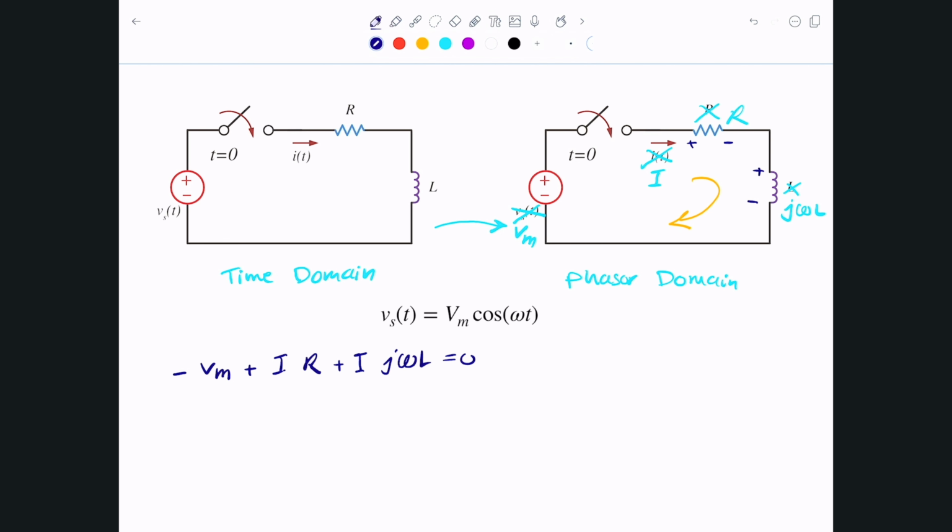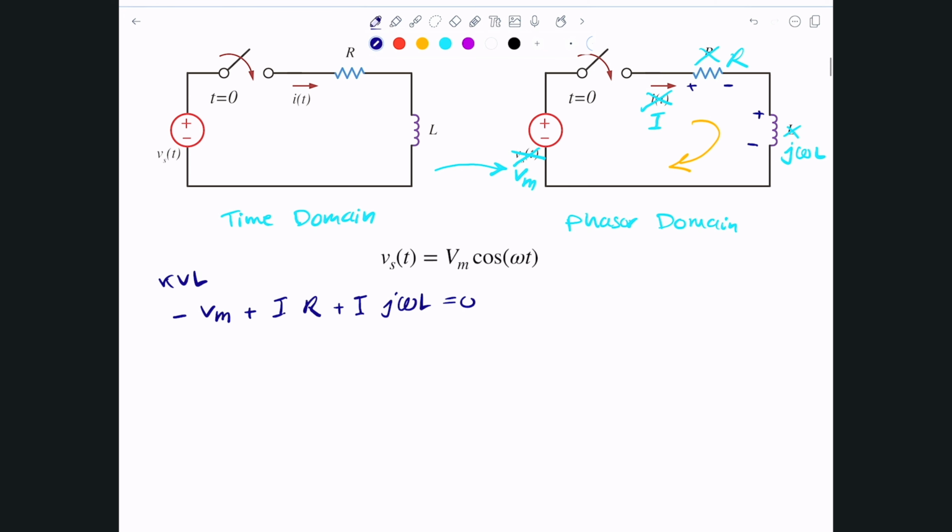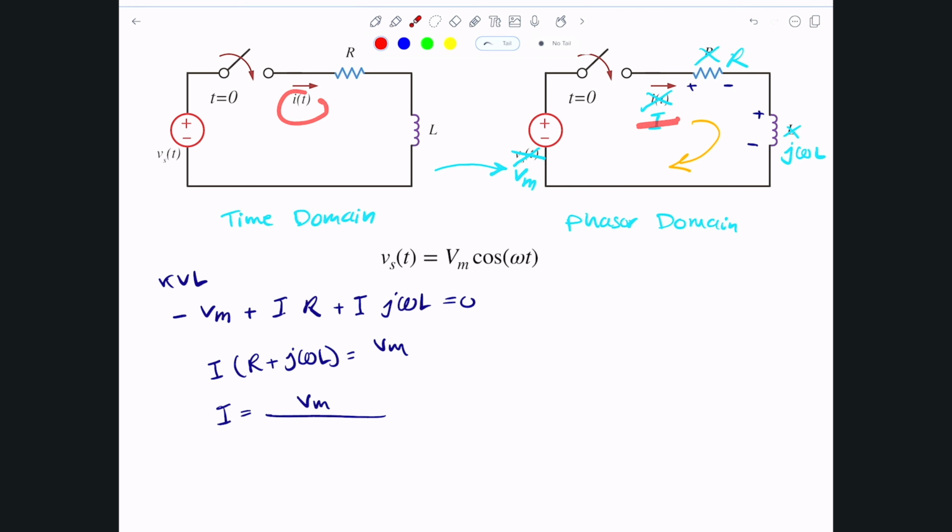And that equals 0. So that's what KVL tells me around that loop. I'll do a little bit of algebra so that we end up with I times R plus jωL simply equals V_m. That means I, the thing I'm looking for, or almost I(t), but what I'm doing is finding its equivalent in the phasor domain, divided by R plus jωL.